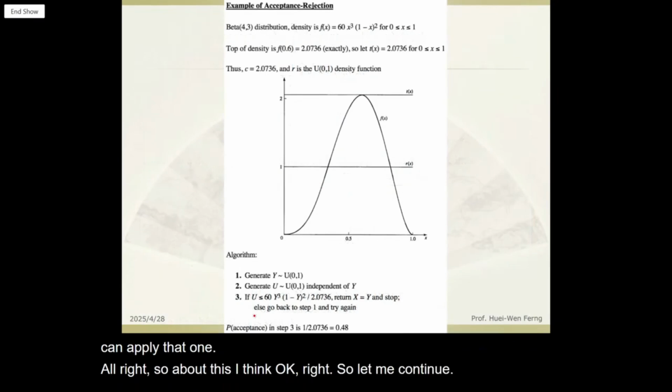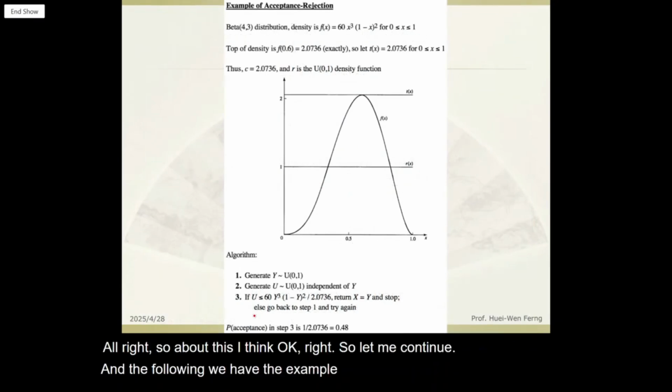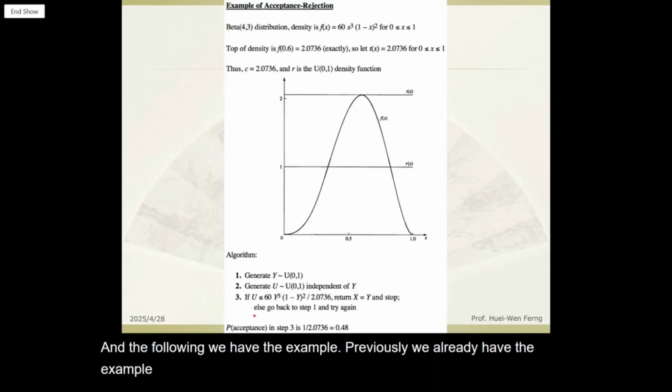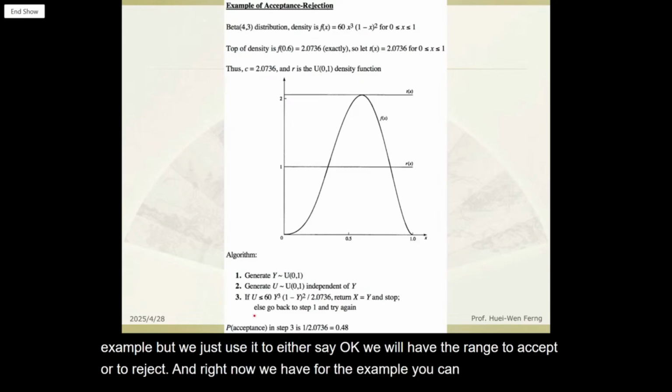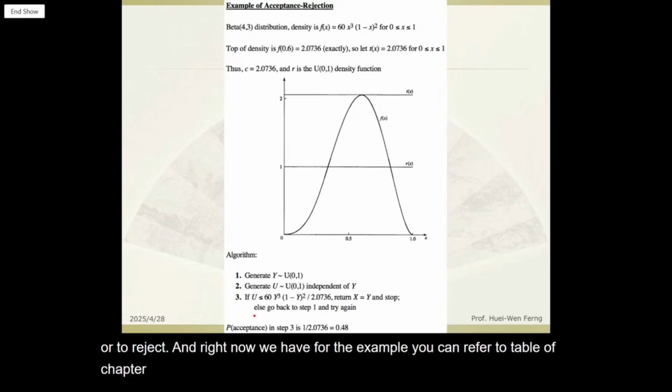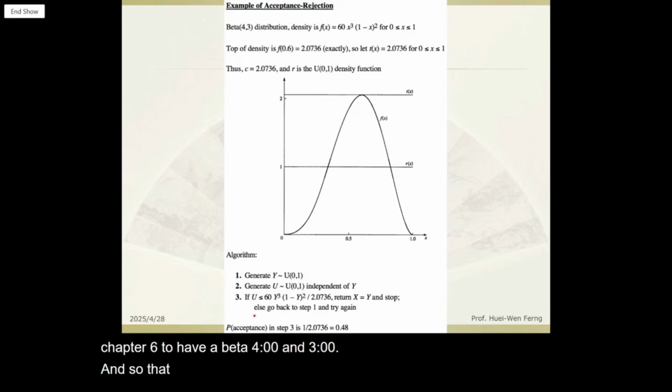And in the following, we have the example. Previously, we didn't have the example, but we just used it to illustrate that we will have the range to accept or to reject. And right now, we have the example. You can refer to the table of chapter 6 to have a beta 4 and 3. And so that we have the given formula, and the given formula has the shape like this.